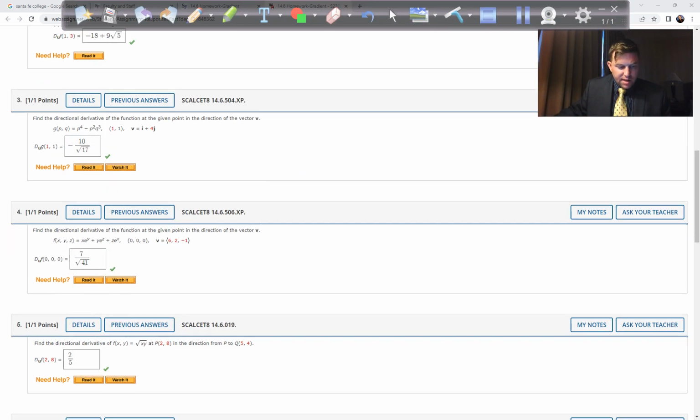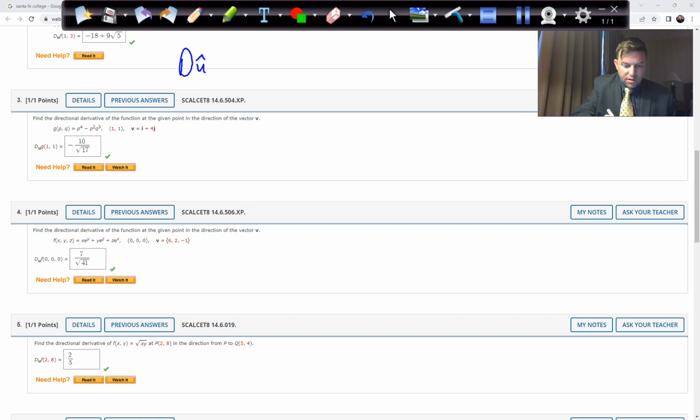Problem 3, find the directional derivative of the function at the given point in the direction of the vector v. So this one's going to be no different. We have the directional derivative in the direction of the unit vector u of the function g at the point 1, 1 has to be the gradient of g at 1, 1 dotted with the unit vector u.